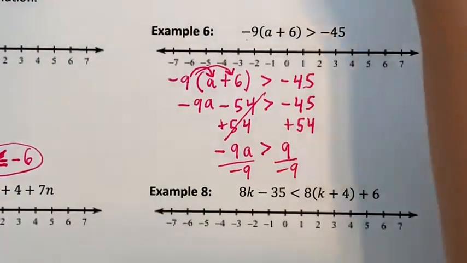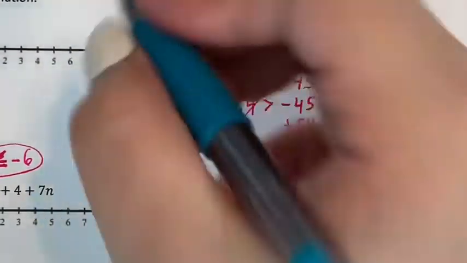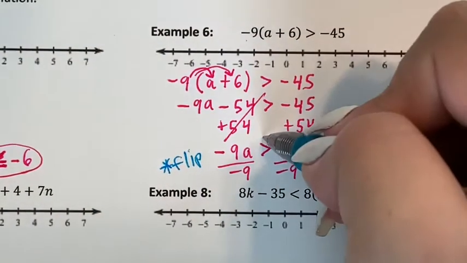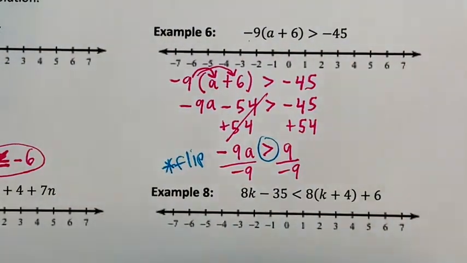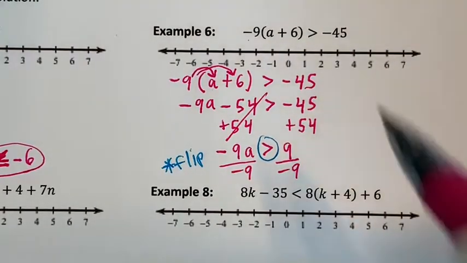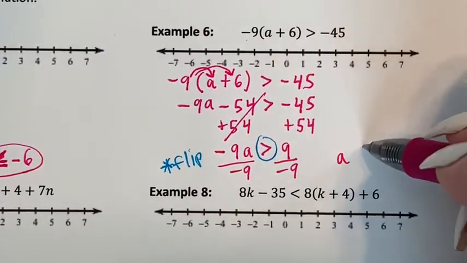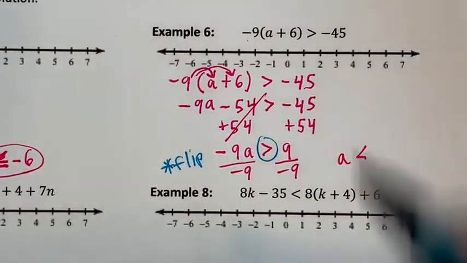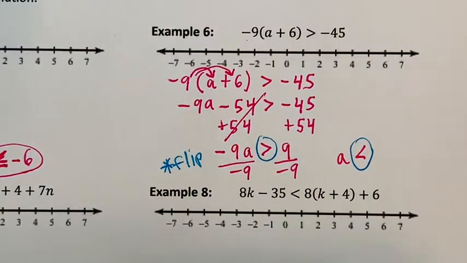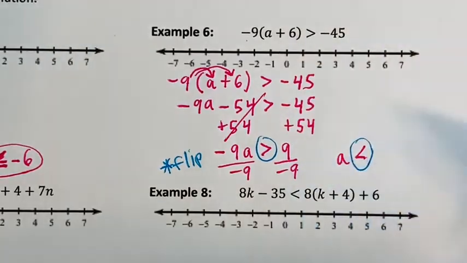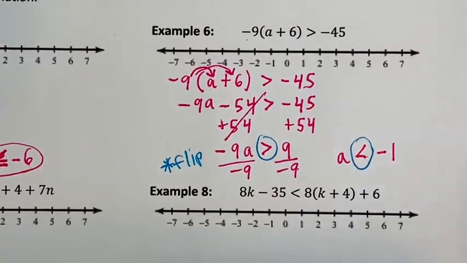Ooh, and make a note. We just divided by a negative, so I'd make a note here, make a star, flip. I need to flip this inequality sign. It was a greater than, it's going to flip to a less than. So on this side, when I divided, I'm left with a. I flip my inequality sign from a greater than to a less than sign. And then on the right-hand side, 9 divided by negative 9 gives me negative 1.